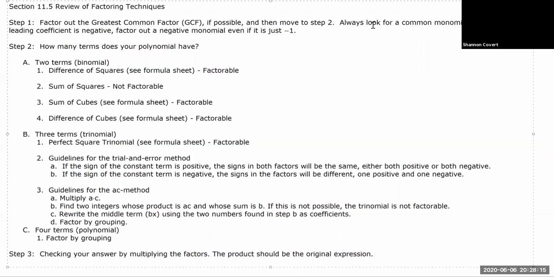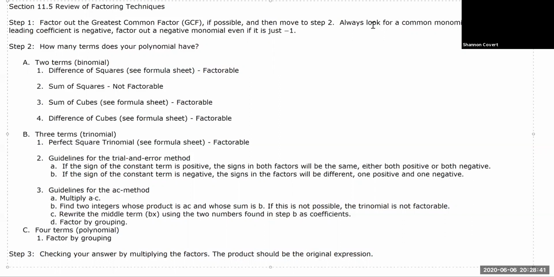The majority of you probably learned to factor using the AC method. So that's where you multiplied A times C, or the coefficient of your leading term, times your constant term. Then you looked for two factors that multiplied to give you that number and added to give you your middle term, or B. If you can't find that right combination, then it isn't factorable.